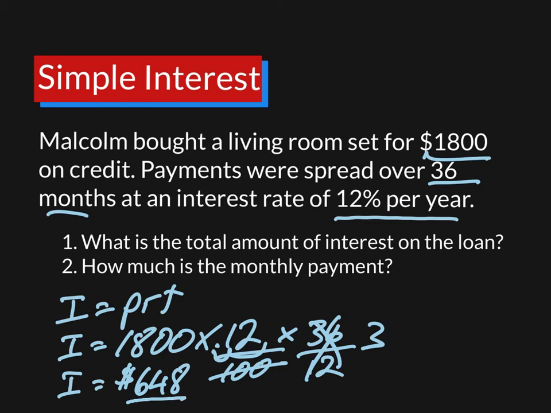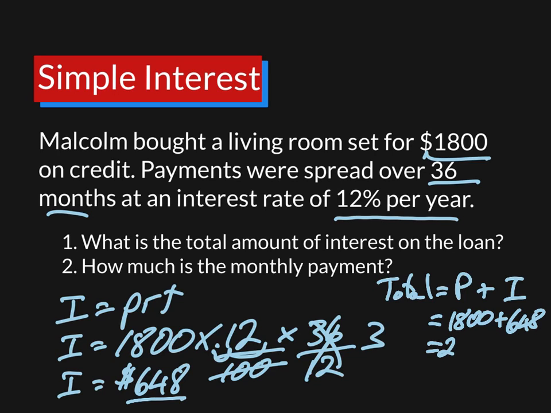So now we want to know how much is the monthly payment. So to find that, first of all, we need to know the total. Total is going to be the principal plus the interest. The principal we know was $1,800 plus the interest was $648, so the total is $2,448.